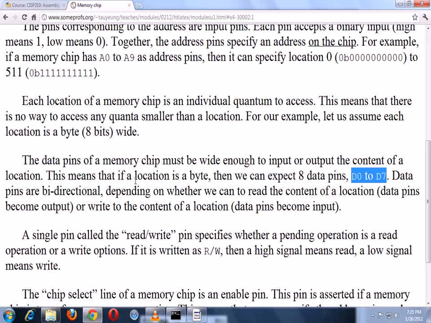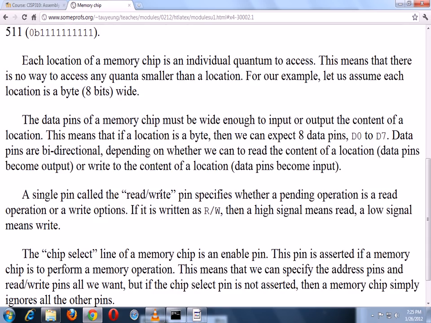Okay. Data pins are bidirectional, which means sometimes the memory chip drives the line, it specifies the content or the voltage. Other times, somebody else is driving the voltage or driving the state of those particular lines. We'll explain why that is the case. A single pin is called a read-write line, or the read-write pin, it specifies whether a pending operation is a read operation or a write operation.